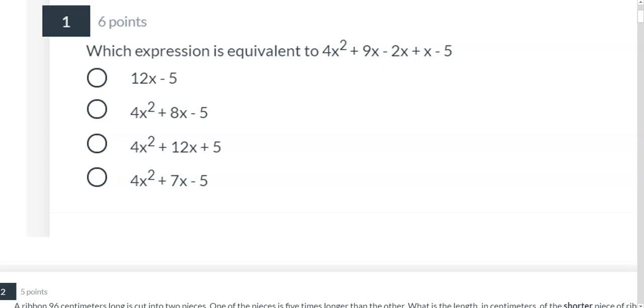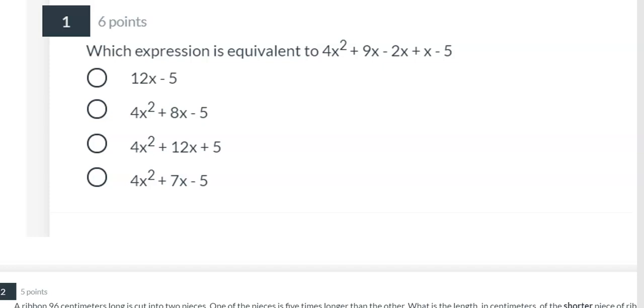All right, going to go over the test real quick so that if you're doing the retake or you want to know what you missed, kind of answer some questions here. So the first question says which expression is equivalent to, and then they give you a bunch of terms. All I have to do is combine my like terms.